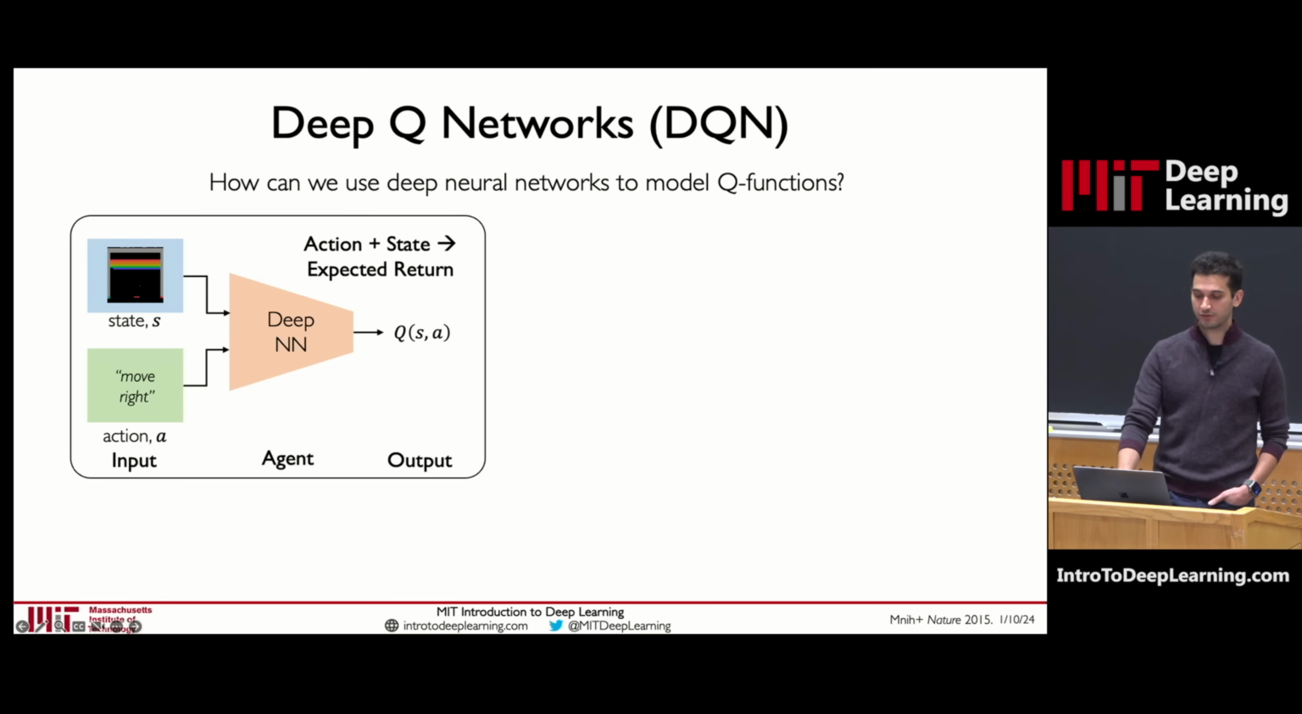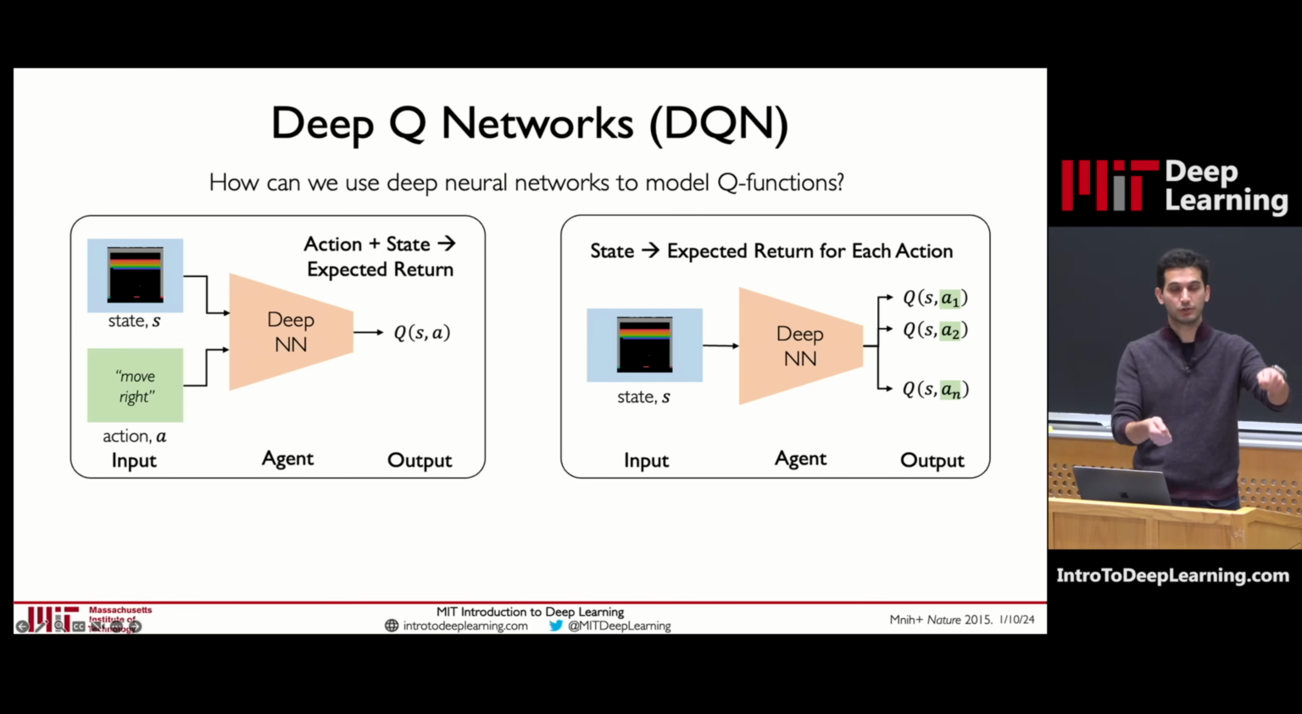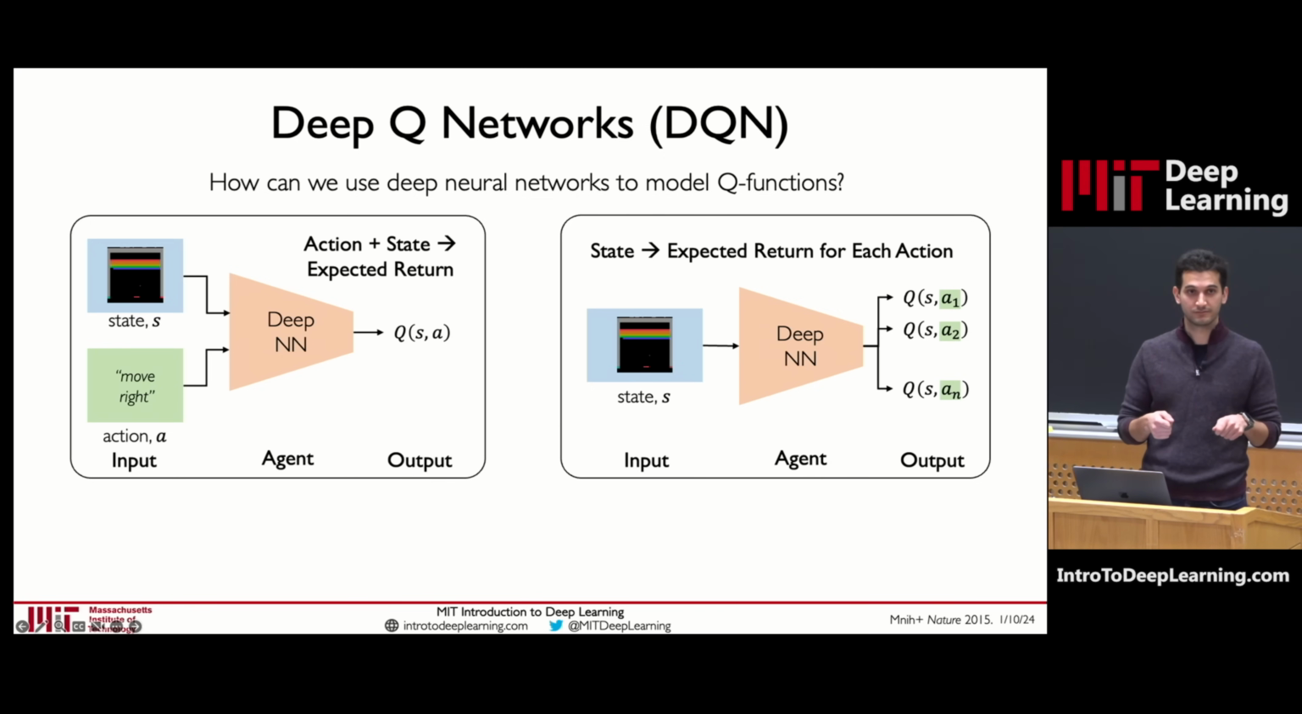So now, how can we train a network to determine the Q function? There are two different ways that we could think about structuring and architecting such a network. We could have the state and the action be inputs to our system, and then we output a Q value for that state-action pair. That's how you see it on the left-hand side. So it's a single number for a state and an action input to the network.